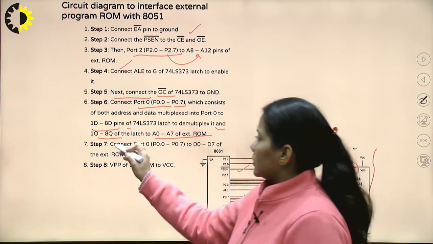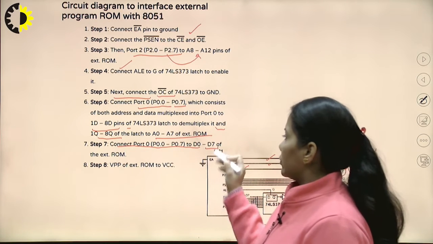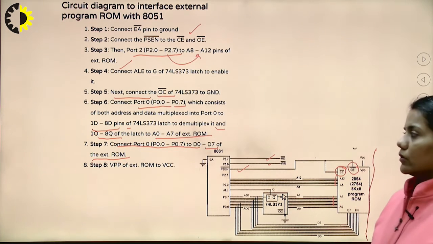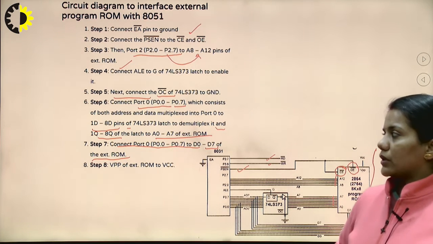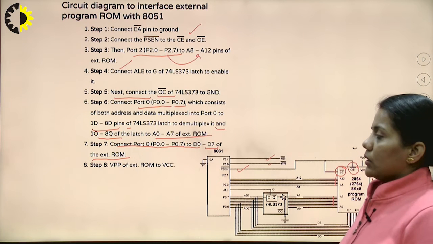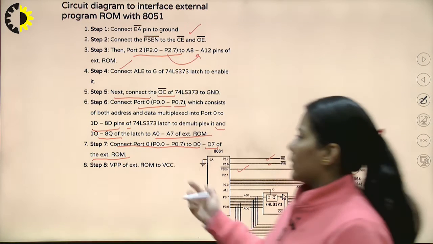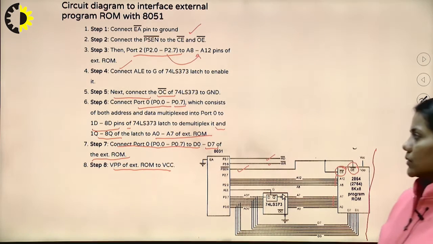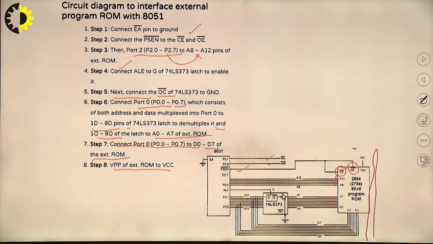Step 7, connect port 0 to D0 to D7 of the external ROM. We know that the lower order data bus is connected to port 0. Now step 8, VPP of the external ROM is connected to VCC. In this way all the connections are made.